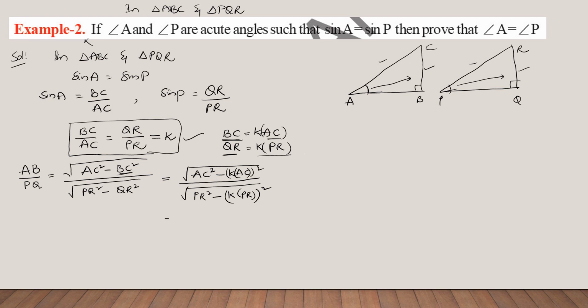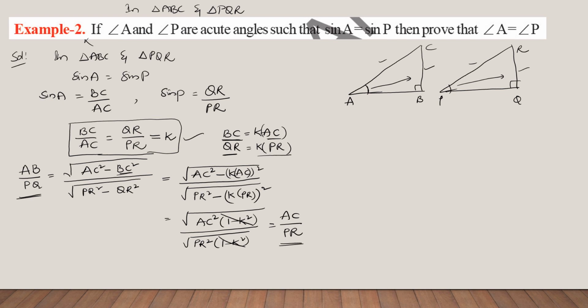Now from this what I can write: in the numerator I can take AC square as common, then I am going to have 1 minus k square. In the denominator I can take PR square as common. Here also I am going to get 1 minus k square. Since 1 minus k square is inside the square root, we can cancel it out. So here I am left with square root of AC square by square root of PR square. Again the square roots get cancelled, so it is nothing but equal to AC by PR. So AB by PQ is nothing but equal to AC by PR.